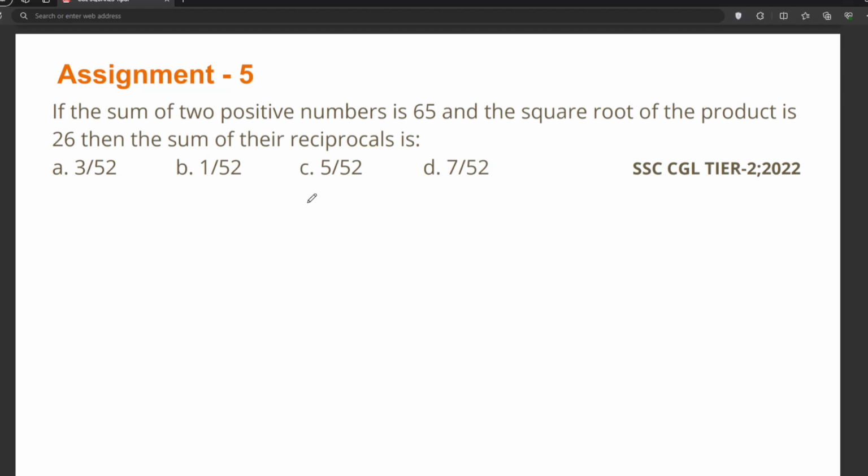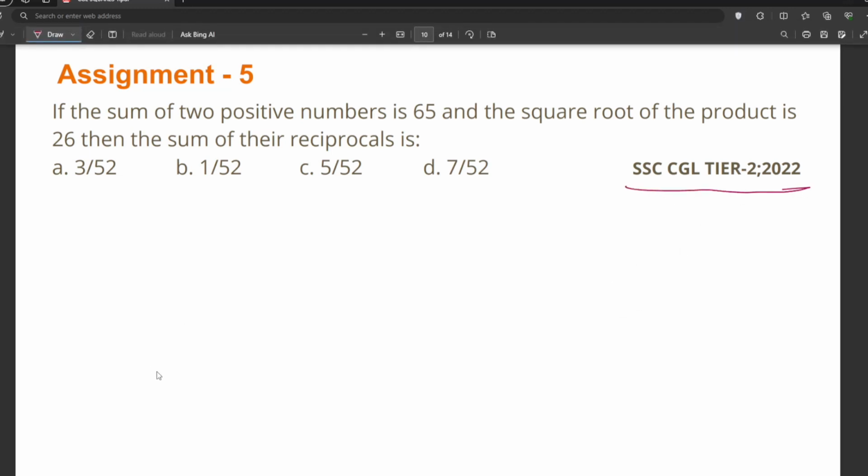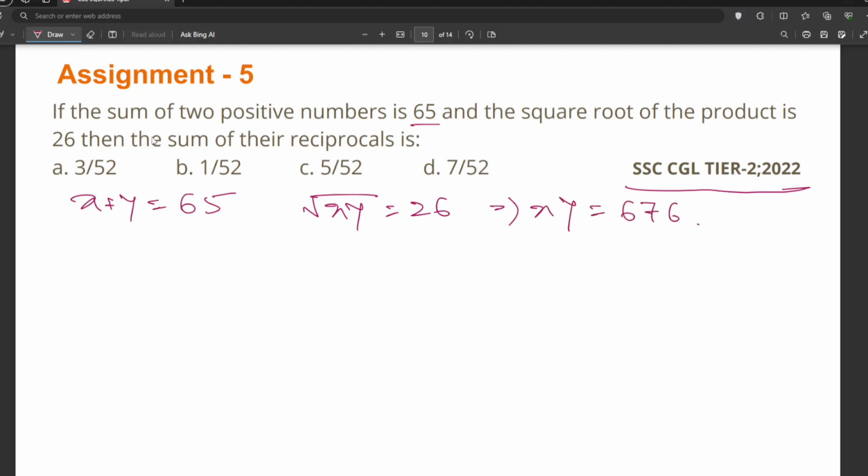This is our next question, and this is from SSC CGL 2022. If the sum of two positive numbers is 65, that means x plus y is 65, and the square root of the product is 26, that means root over xy is 26, you can say xy is 676. Then the sum of their reciprocals.